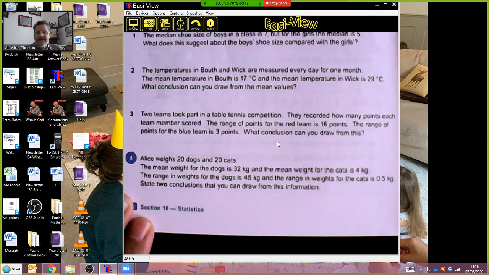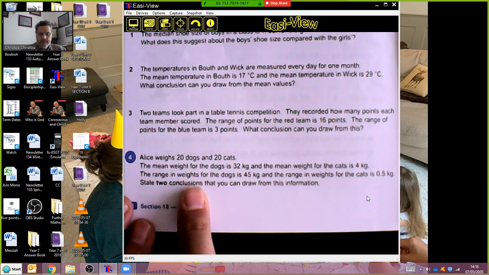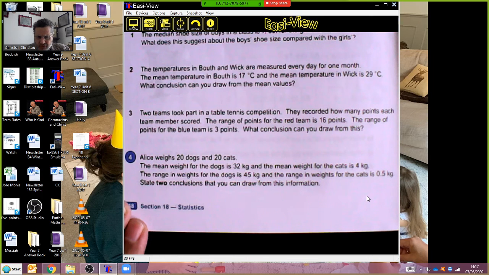Do we have anything to do with range in this question? Yes. So, who's not spoken to us? Sophia, this is for you. The range in weights for dogs is 45 kilos, and the range in weights for cats is 0.5 of a kilo. Would you like to comment on that, Soph? As in Sophia.